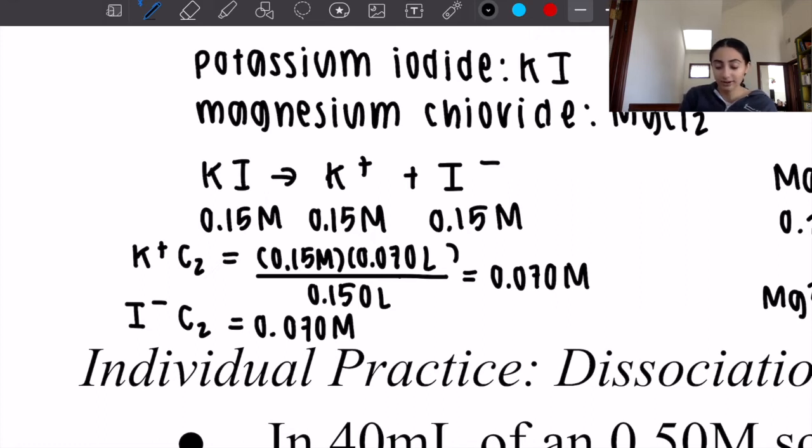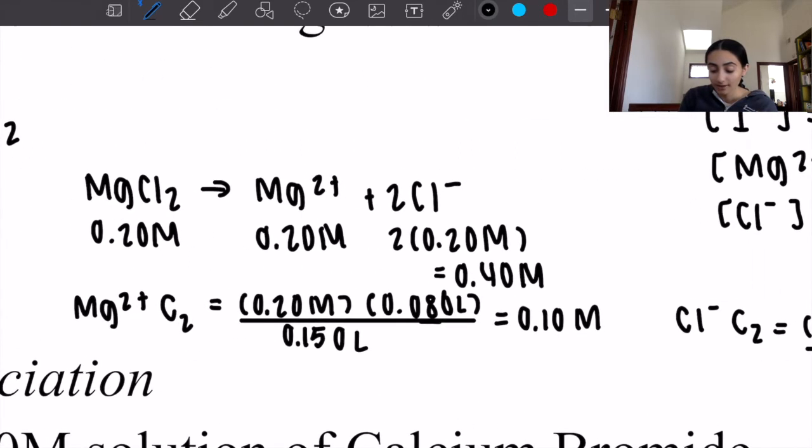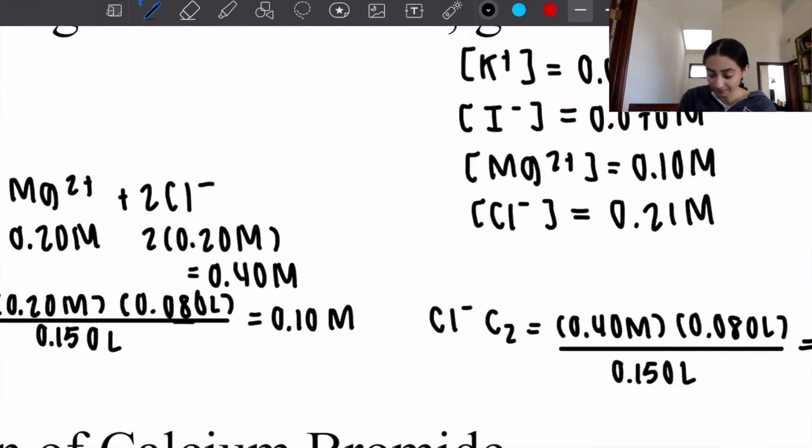You don't have to do the calculation again, unless your teacher requires it. Then we have magnesium chloride. So the final concentration of Mg2+ is going to be 0.20 molarity, because that's C1 times V1 divided by V2, which is going to get 0.10 molarity.